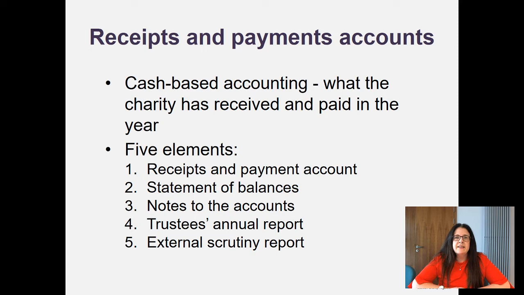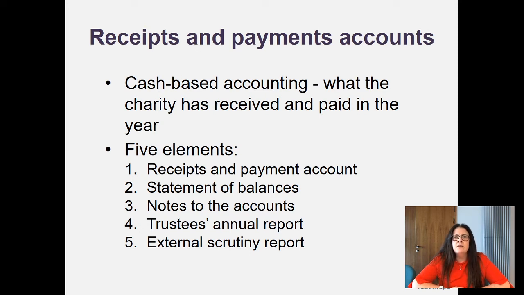The next element is the statement of balances. This is where the difference between the money that the charity has in its bank and any that it holds in cash, the difference between what it holds at the beginning and the end of the year, is explained. And it's explained with reference to the surplus or deficit that comes from the receipts and payments account. What this means is that the balance in the charity's bank account at the start of the year will have the surplus added to it or the deficit taken away from it to then show the balance that it has in the bank account at the end of the year.